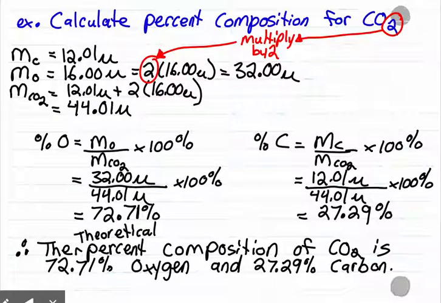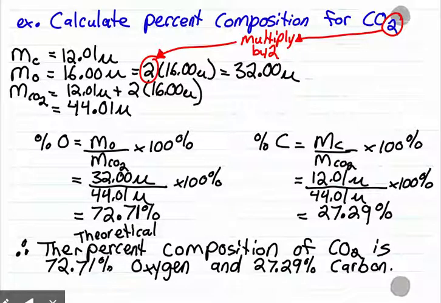So the biggest piece of learning for this is just taking a concept you already know how to do, so calculating percent, and applying it to compounds in chemistry. Experimental percent composition is when we get our data from experimental mass values in grams. Theoretical percent composition is when we get the mass values from the periodic table.